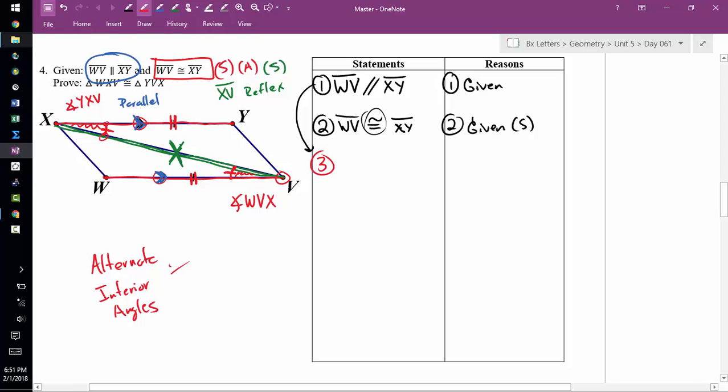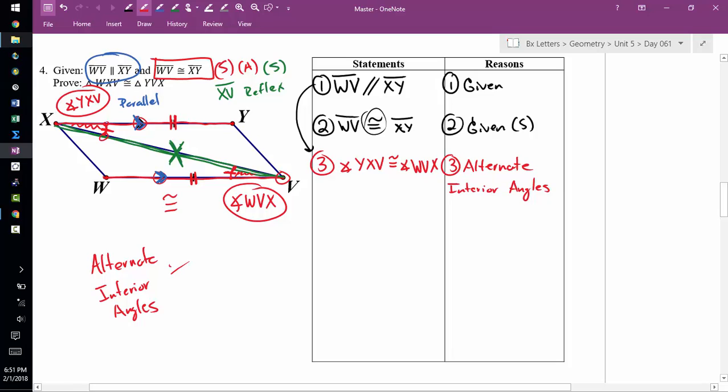This fact will tell us something. It will tell us a third fact, that this angle here is congruent to this angle there. So angle YXV must be congruent to angle WVX. How did I know that? Well, that's alternate interior angles. And because I said, hey, I've got parallel lines, that's what allows me to cite that as a reason. That's why I needed to say, hey, we got parallel lines first. And that's an angle fact.